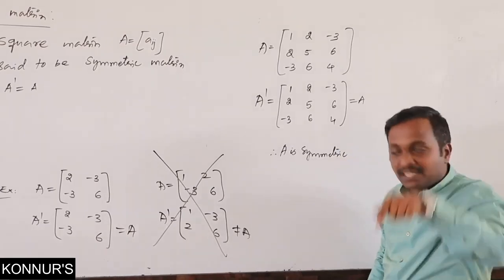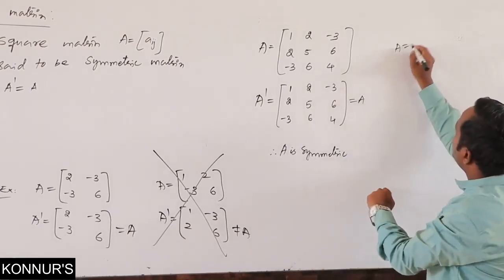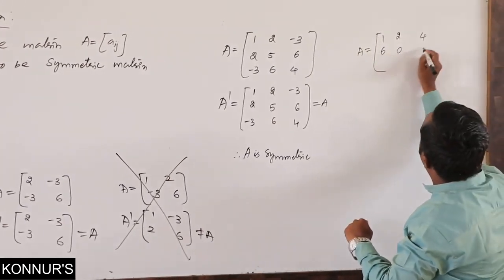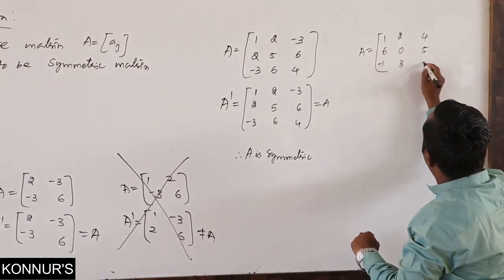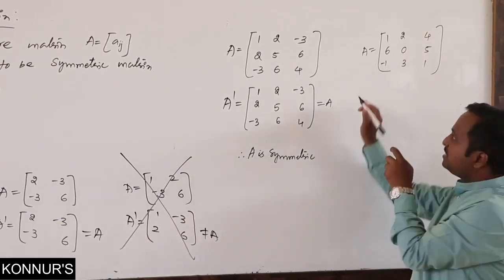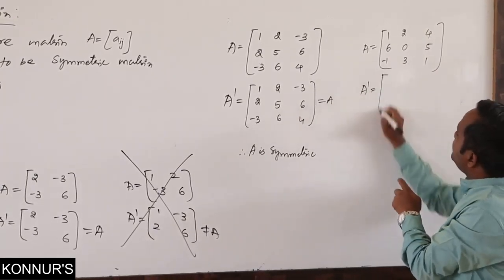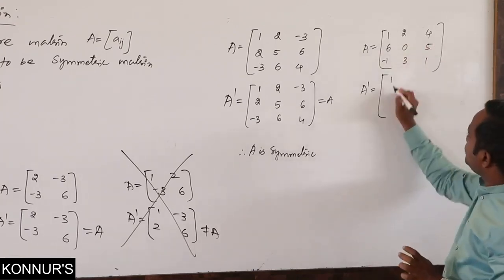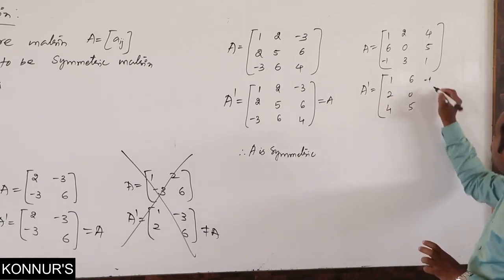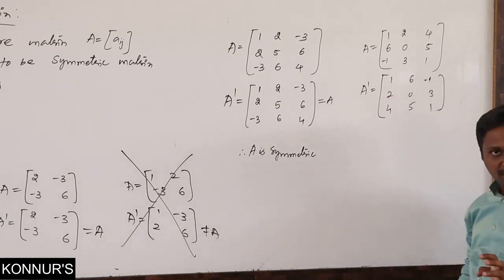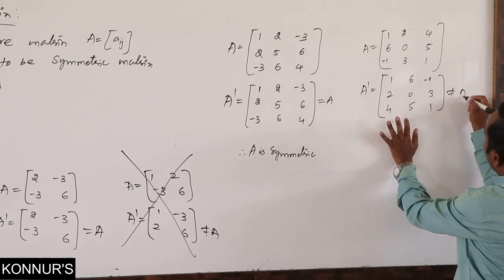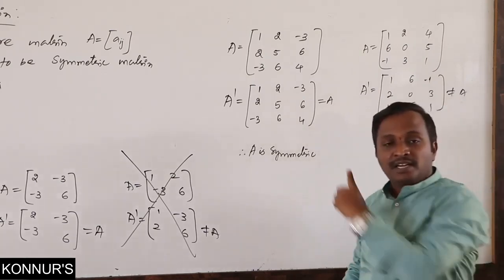Isn't it? I will take one more example of order 3. Just observe: 1, 2, 4, 6, 0, 5, -1, 3, 5. A dash is equal to 1, 2, 4 like this, isn't it? Next 6, 0, 5, -1, 3, 1. Is it A dash? Yes. Both are the same: 1, 6, -1, 1, 2, 4. Therefore, it is not equal to A. This is not a symmetric matrix.